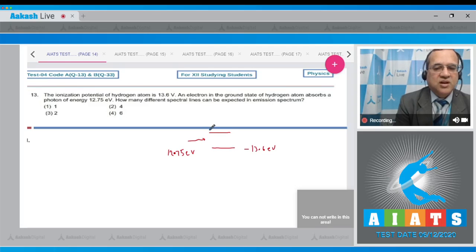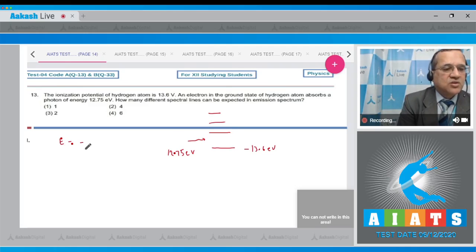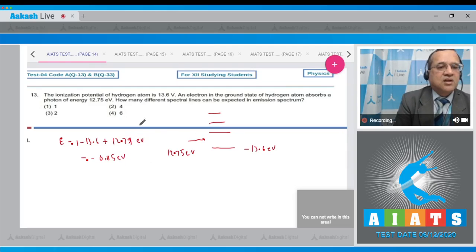So it will go to the next higher levels, and therefore the new energy will be equal to minus 13.6 electron volt plus 12.75 electron volt, and that becomes equal to minus 0.85 electron volt. How many different spectral lines can be expected in the emission spectrum? Now to find the number of spectral lines, we will find to which level it will jump. So if E is equal to this, then minus 0.85 is equal to minus 13.6 divided by n square, and you solve this, n comes to be 4.